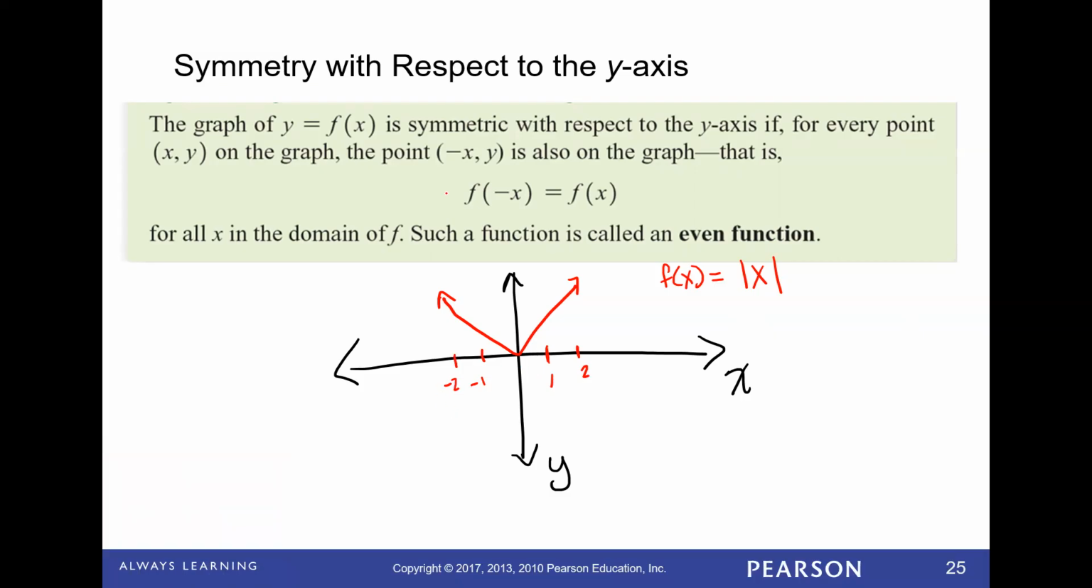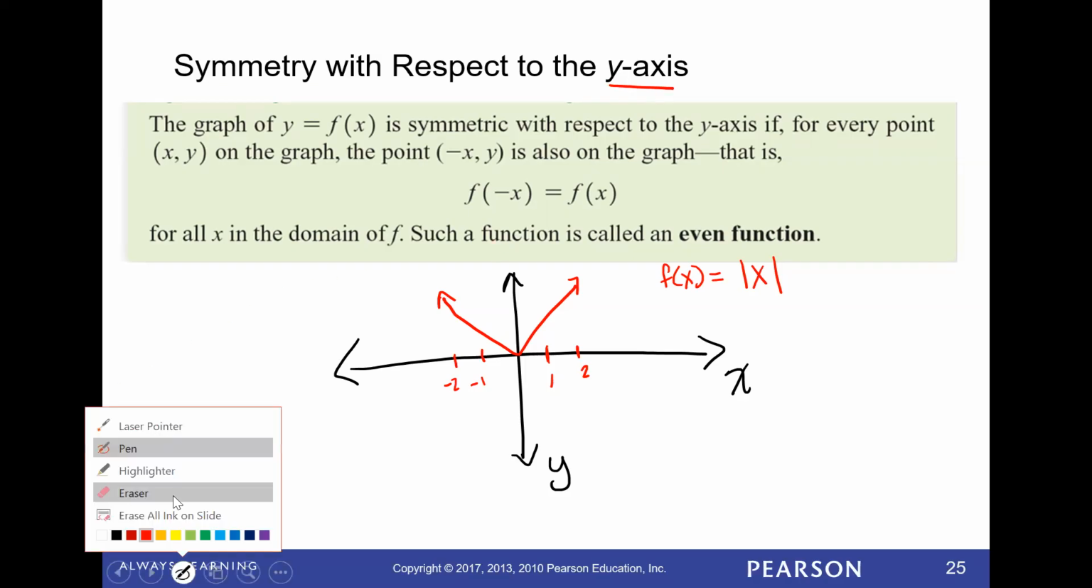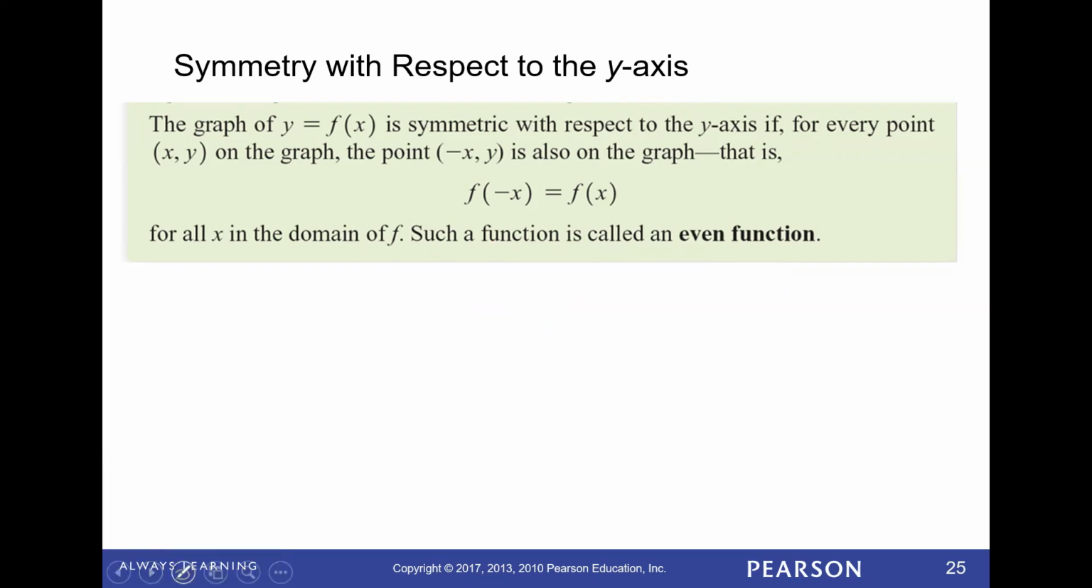Now, how to actually say that without looking at the graph or looking at every single x and y value is basically if I take any function and I plug in negative x and I get the original function back, then that basically means that we have y-axis symmetry. So another way of saying it, and I'm going to erase everything on this slide real quick here.